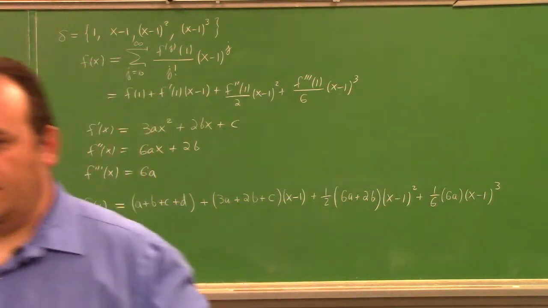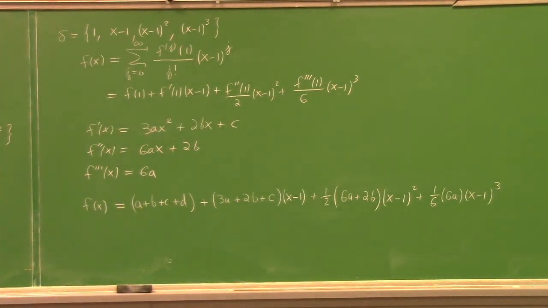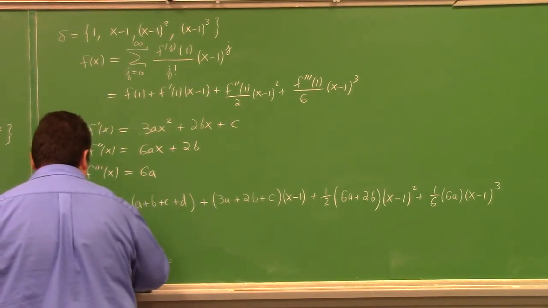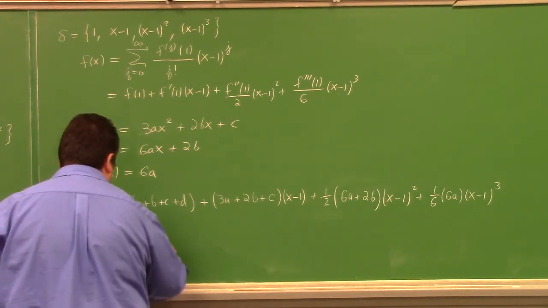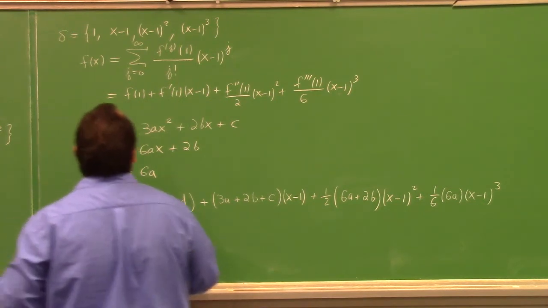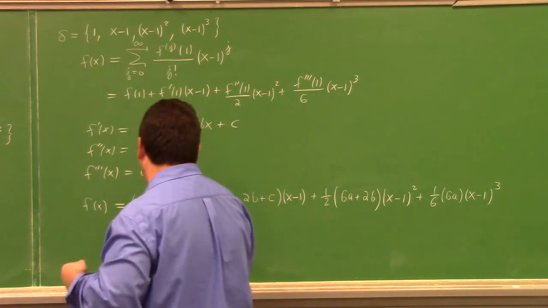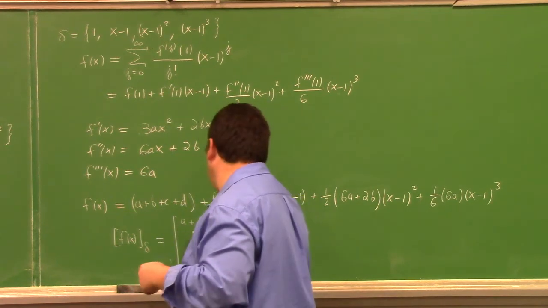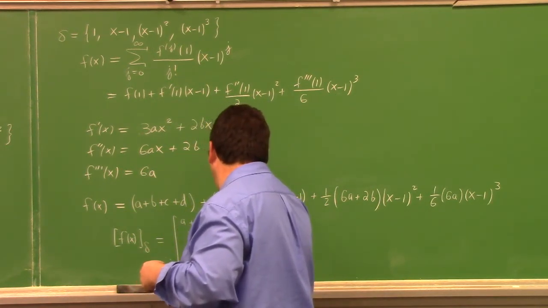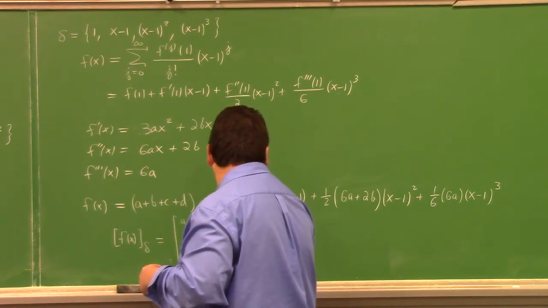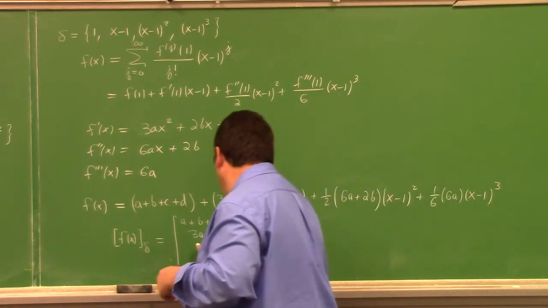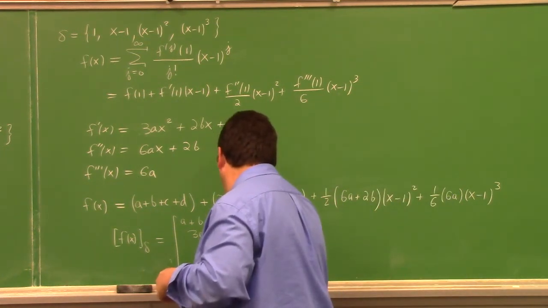So what are the coordinates of f with respect to the delta basis? That first chunk, a plus b plus c, and then 3a plus 2b plus c. So the 1 is the first one, so it's a plus b plus c. And then that one's in order. So this was not completely random. 3a plus b, and of course a for the last one.